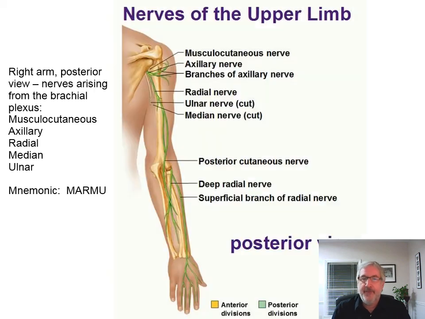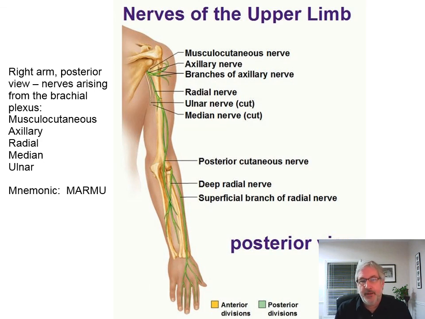Okay, next slide. Here's a posterior view of the brachial plexus, just so you can see that the radial nerve here is posterior. You see it in green, and how it goes all the way down the backside of the triceps muscle, as well as continuing on down into the backside of the forearm, so the posterior side of the forearm.